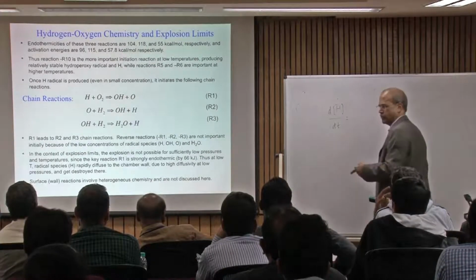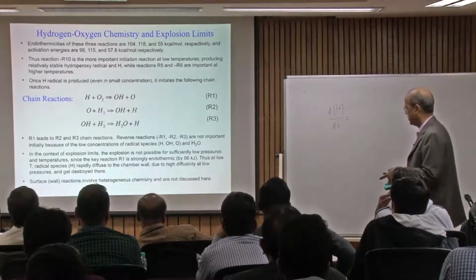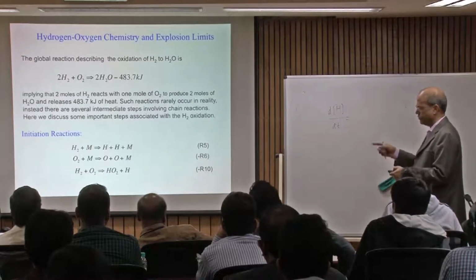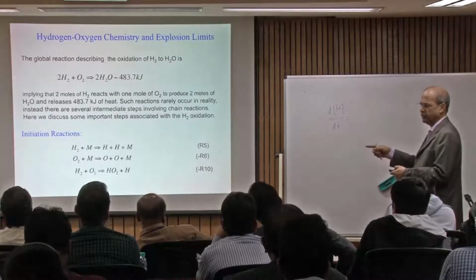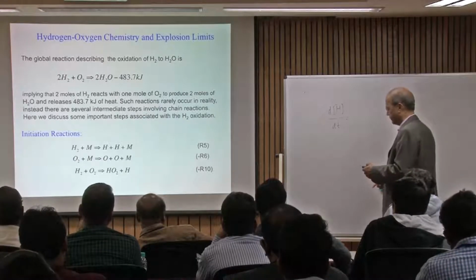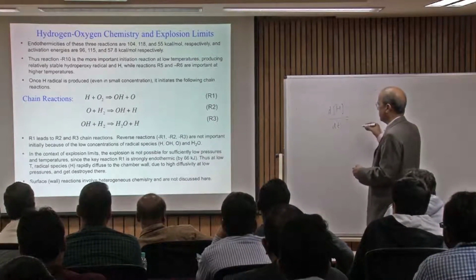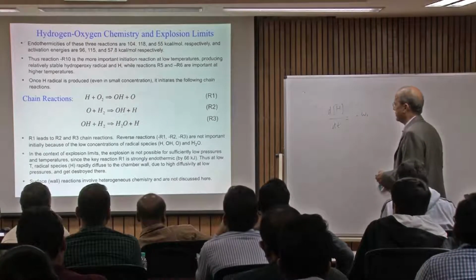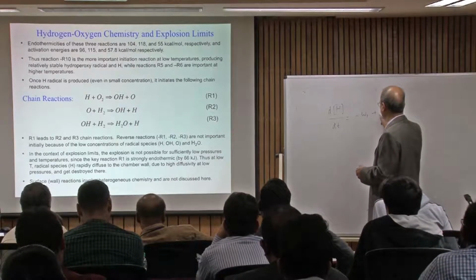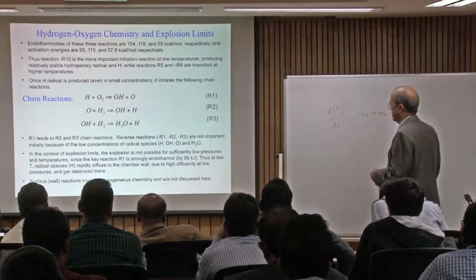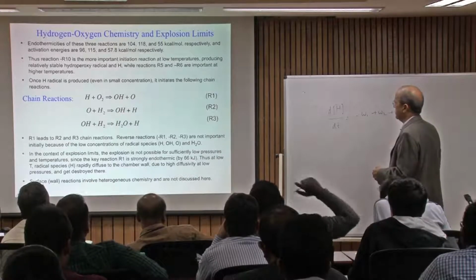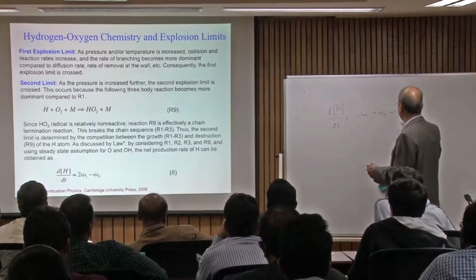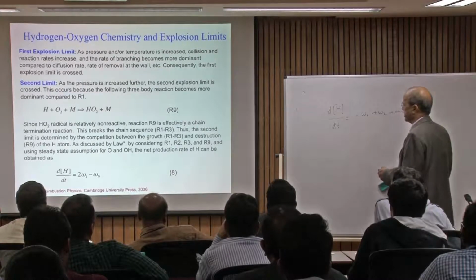So these R1, R2, R3, and R9, those are the 4 reactions. The R5 reaction is the initiation reaction, which produces H. That has to be there before what we are discussing now. So these are the 3 reactions. The first reaction is minus omega 1. The second one is plus omega 2. Omega 3, right? And R9 is minus omega 9.